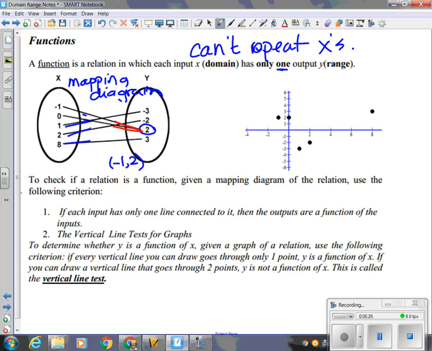To check if a relation is a function, given the mapping diagram, use the following criteria. Does each input have only one line connected to it? Then it is a function. Or you can use something called the vertical line test. That's a quick, easy, fast way to tell if you have it on a graph.